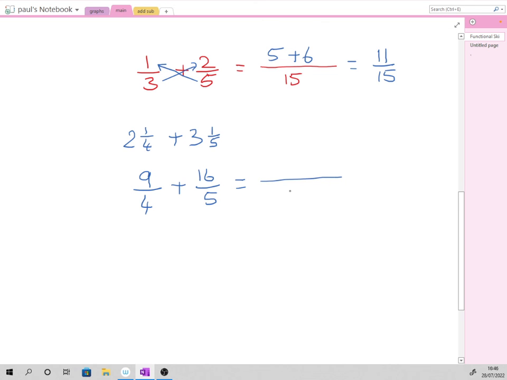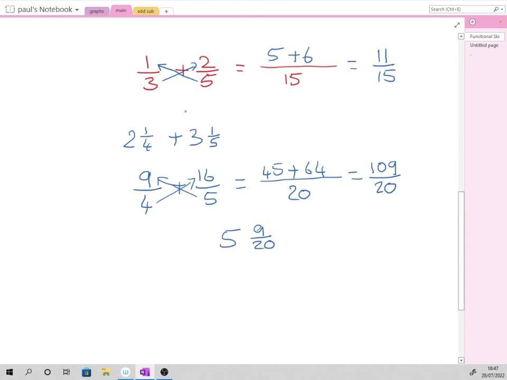So 4 times 5 is 20. Cross-multiply. 5 times 9 is 45. Plus 4 times 16 is 64. And add those two, will be 109 over 20. Big top heavy, but divided by 20 is easy because 5 20s are 100, so that will equal 5 and 9 20ths left over. Cross multiplying, add and subtract.